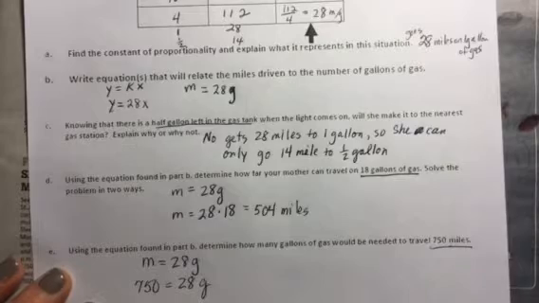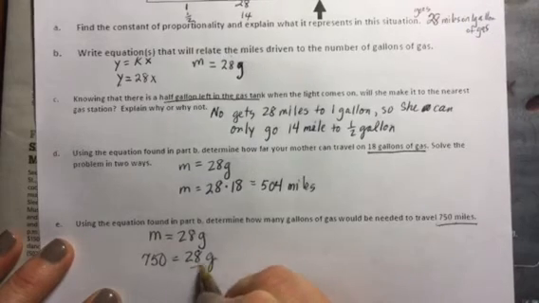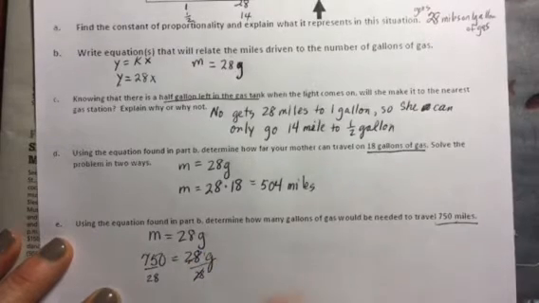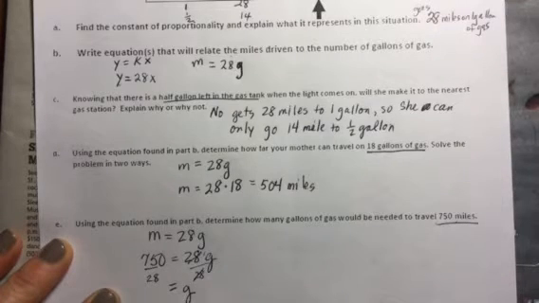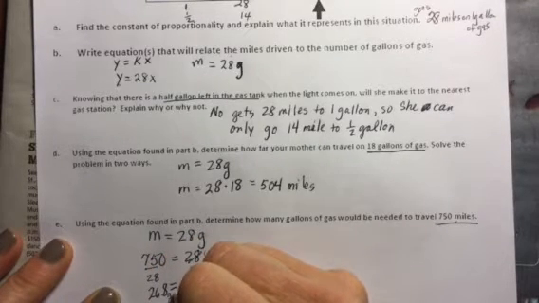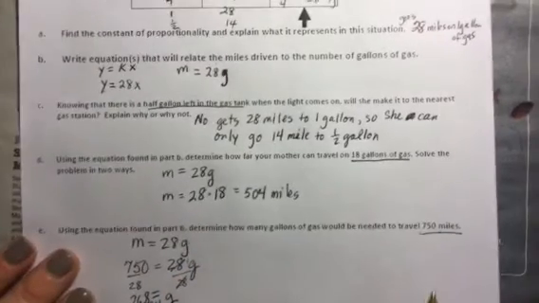Well, that's a one-step equation, which we've done a lot of those already. So to get G alone, that means we're going to have to divide both sides by 28. And when I do that, 28 divided by 28 is 1, and 1 times G is G. And 750 divided by 28, where am I at here? My calculator. Okay, 750 divided by 28 is 26.8. So 26.8 gallons of gas would be needed to go 750 miles.